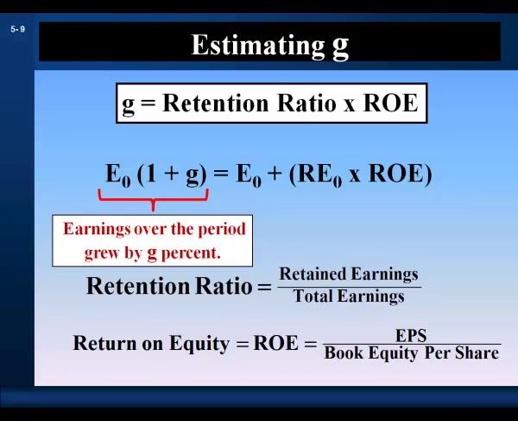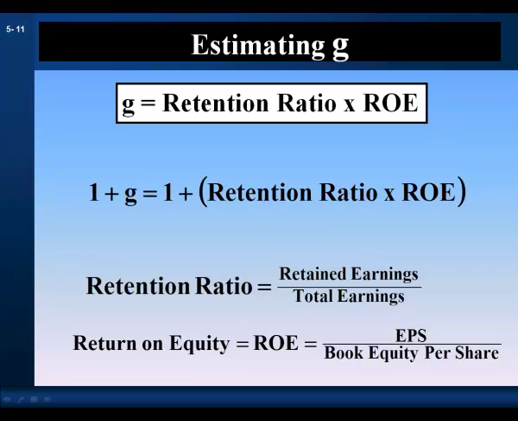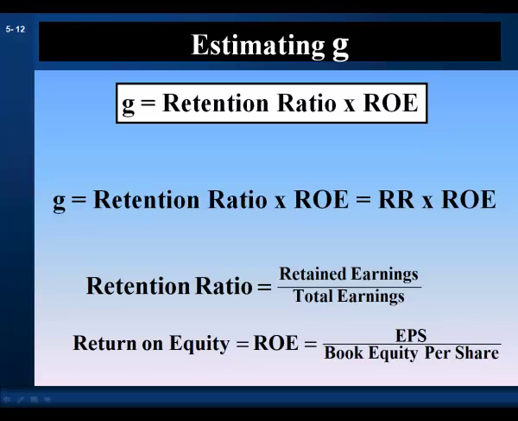We solve for G, so let's divide both sides by the initial earnings. The initial earnings cancel on the left-hand side. Initial earnings over initial earnings is equal to 1. And this is the retention ratio. So we get this expression. To solve for G, we subtract 1 from both sides. And we get the growth of earnings for the period is equal to the retention ratio times the return on equity.